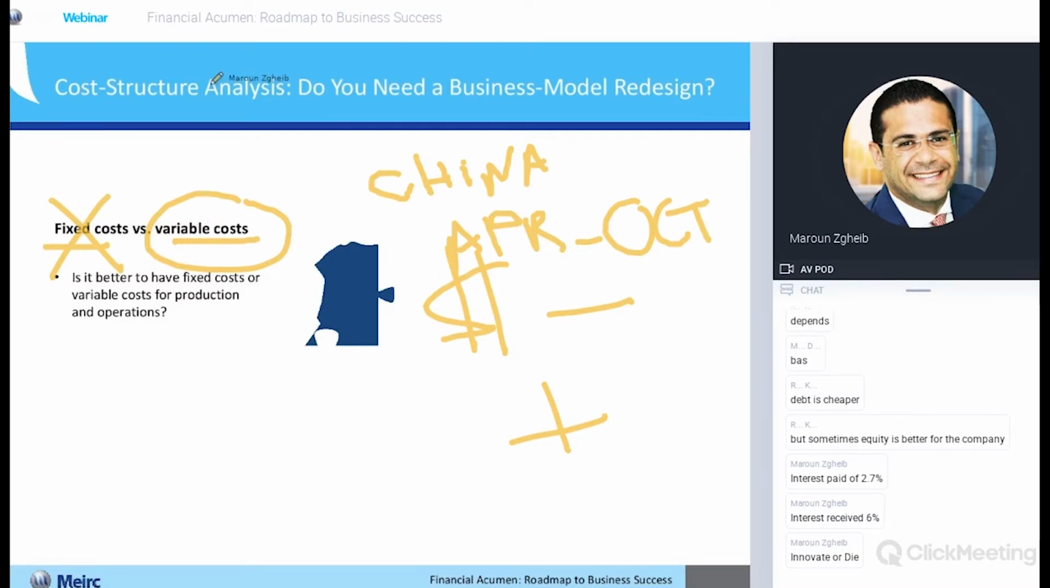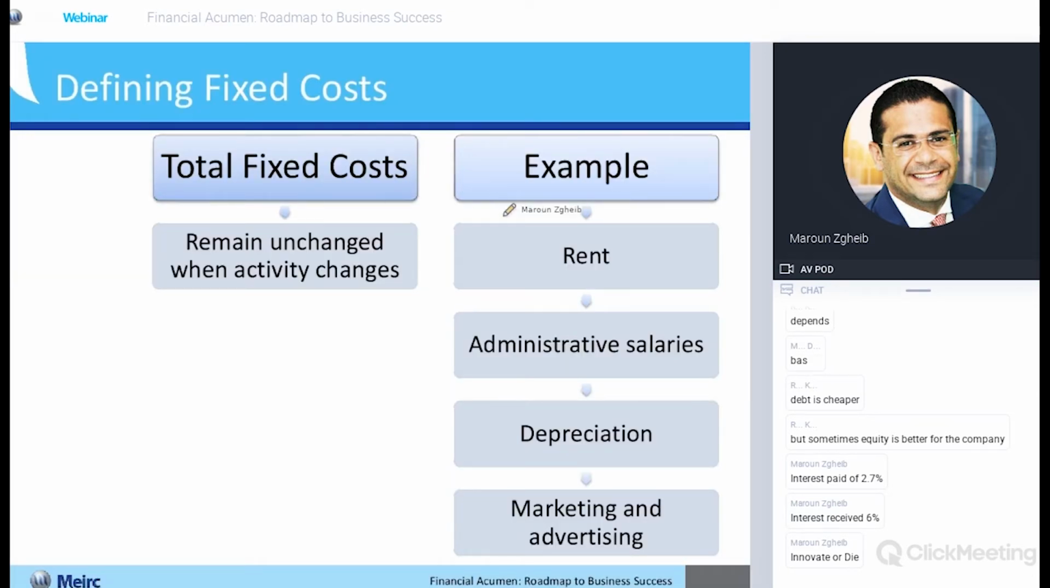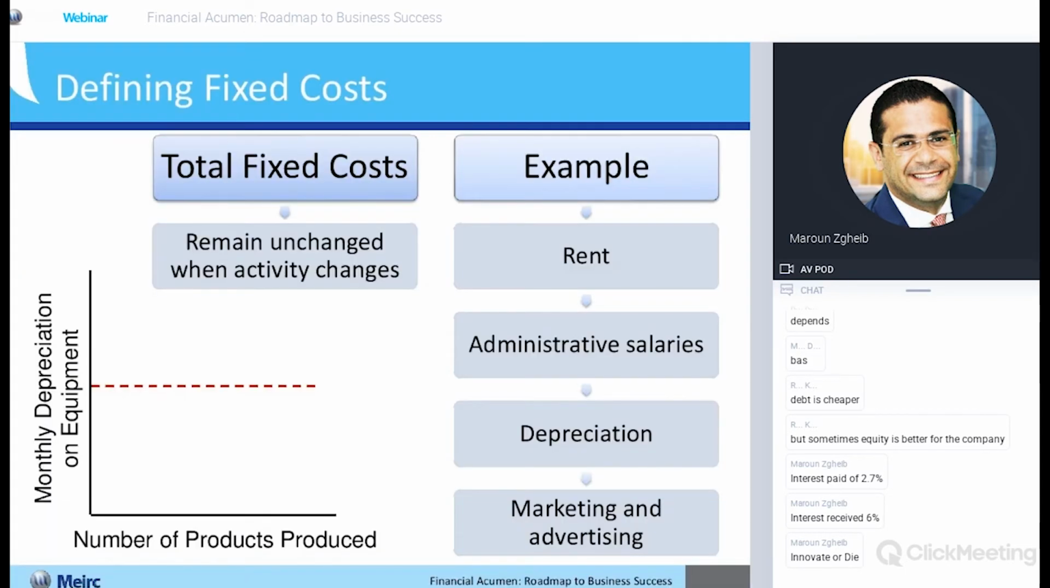Accordingly, with financial acumen, you'll be able to understand and analyze how your structure is, how much you have in fixed costs versus variable costs. What are fixed costs? Fixed costs are costs that remain the same regardless of the quantity of output. The rent. Regardless if you produce 1,000 items or one item, you're going to pay the same rent. Administrative salaries, regardless if you produce 200 items or one item, you're going to pay the salaries. Depreciation, regardless if you have 20 customers or 100 customers, you will depreciate the item at the same pace. Those are fixed costs.